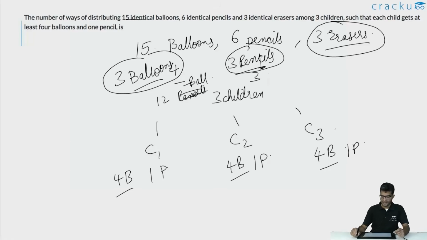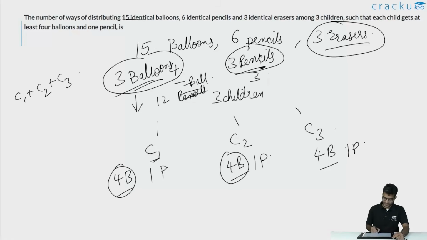Let us first look at the 3 balloons. Now let us assume that amongst these 3 balloons, the first child gets C1 balloons, the second child gets C2, and the third child gets C3. They've already gotten 4. This C1 and C2 and C3 is in addition to the 4 balloons that they have originally received. So C1 plus C2 plus C3 has to equal 3. Now how many solutions does this equation have?